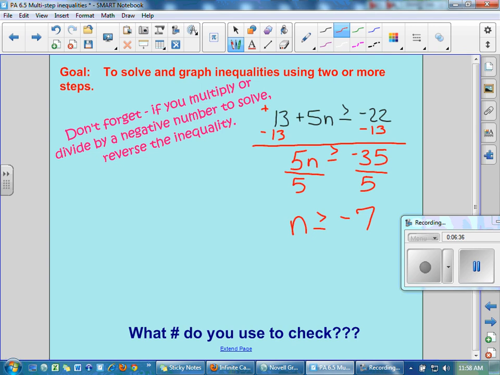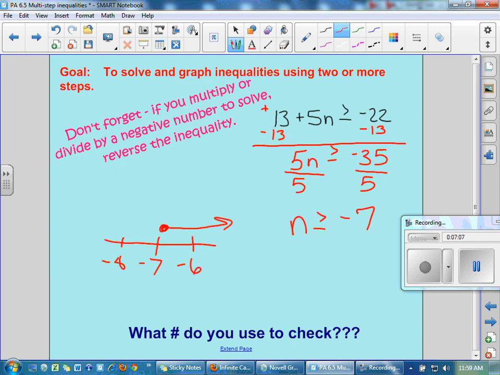Because this 5, the part that I'm dividing or multiplying by, has to be negative. So the 5 was positive, so I kept the sign where it was. Now I'd graph. What goes in the middle? Negative 7. Over here would be negative 8. Over here would be negative 6. Open circle, closed circle? Closed. Good. And which way is it going to face, to the right or to the left? Right. To the right. Very good.